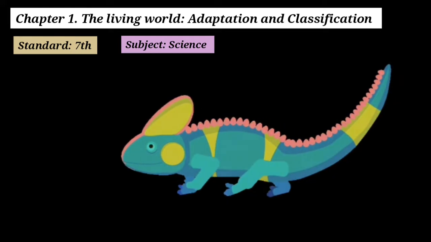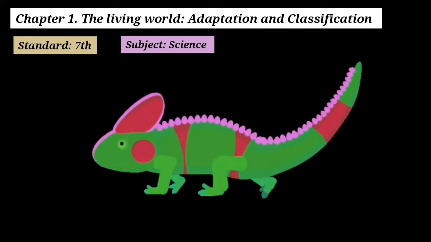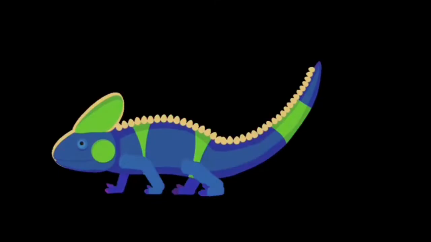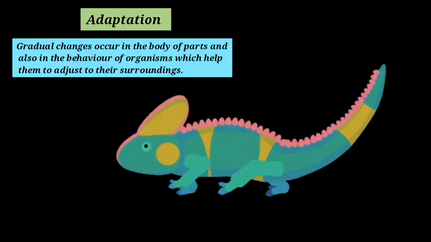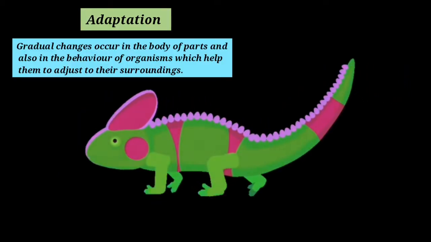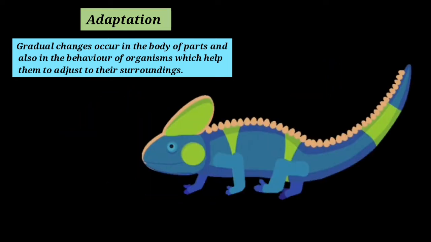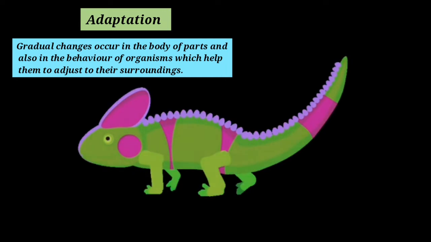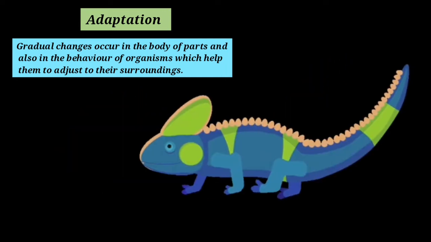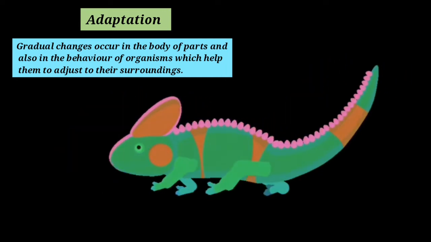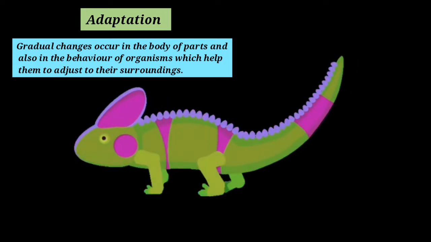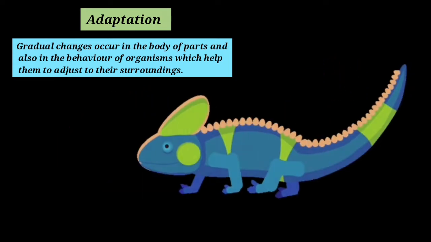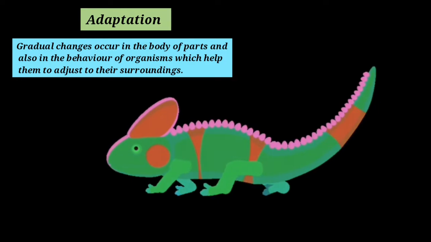In the first part of our chapter, we are going to focus on adaptation. Adaptation means a gradual change that occurs in the body parts and also in the behavior of living organisms, which helps them to adjust to their surroundings. Such changes are called adaptation. In today's lecture, we are going to focus on adaptation in desert plants and animals.